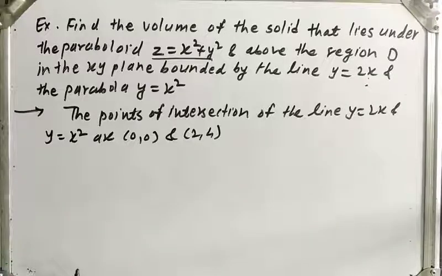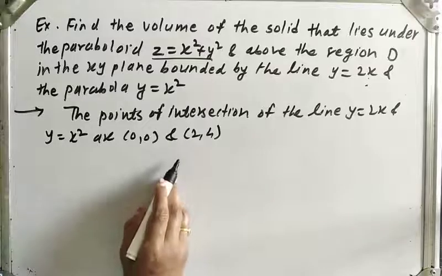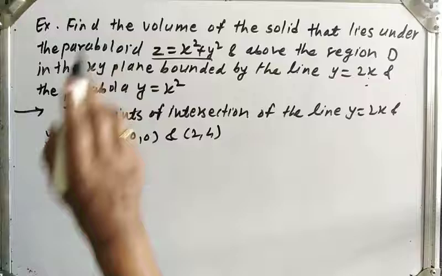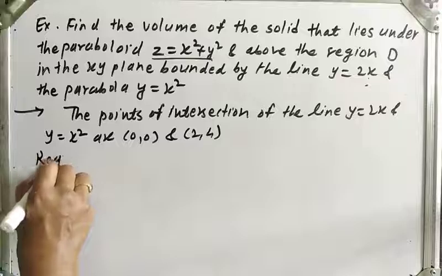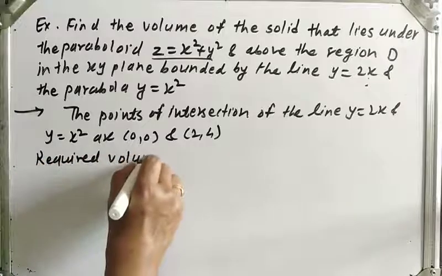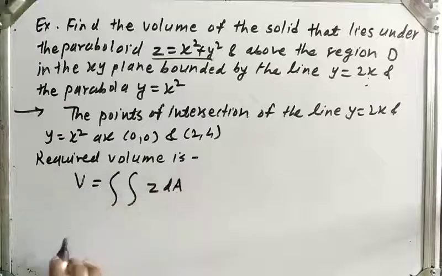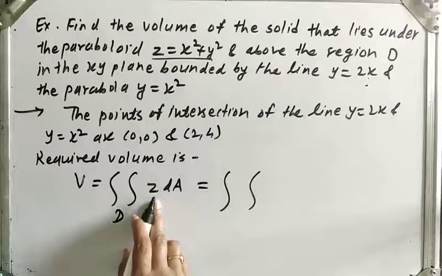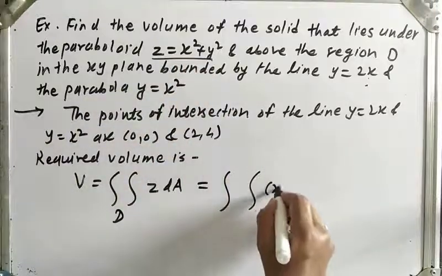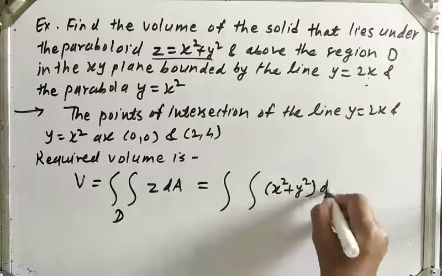If we plot the graph, we know y is equal to x square is... And one more thing, what we have to find out is the volume. So the required volume is V is equal to the double integral of z dA over region D. Now what is z? It is given z is x square plus y square. Now we can take it as dy dx.